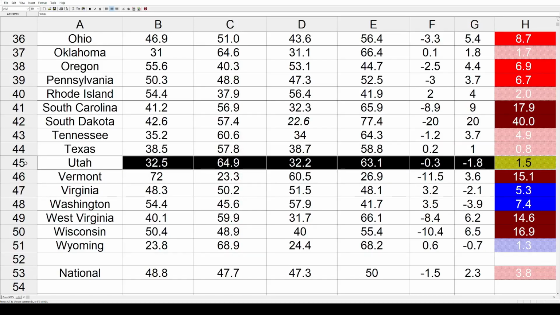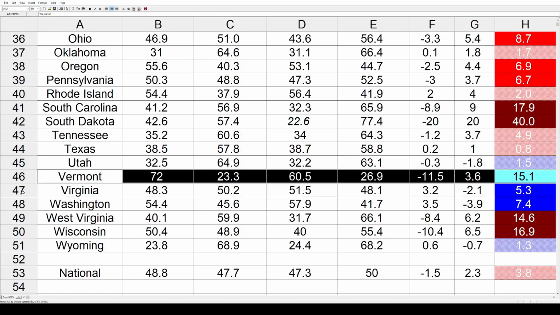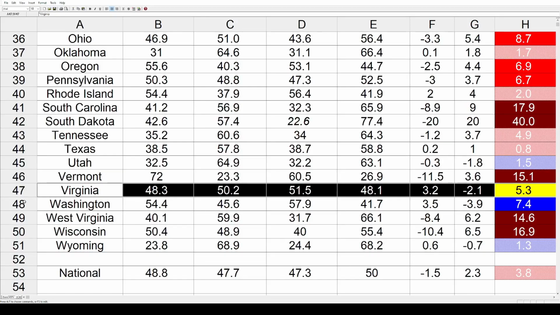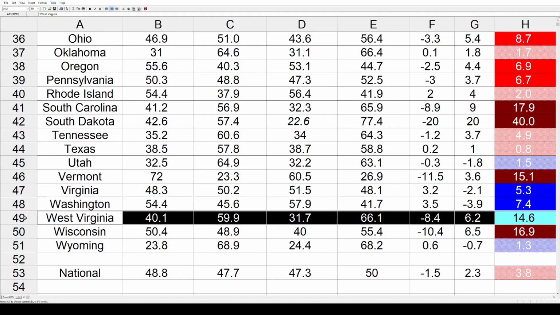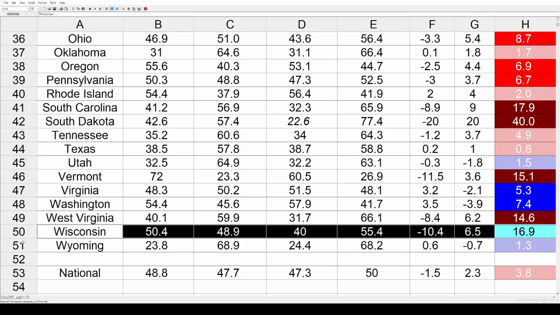Utah, 1.5 toward the Democrats. Vermont, 15.1 toward the Republicans. Virginia got 5.3 bluer. Washington got bluer by 7.4. West Virginia had a big red shift of 14.6. Wisconsin, even redder than that, by 16.9.